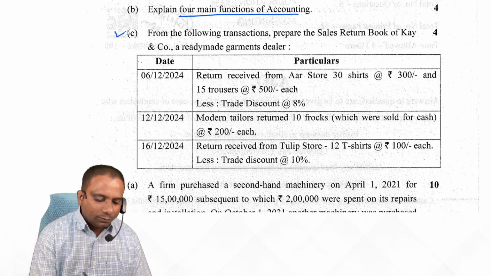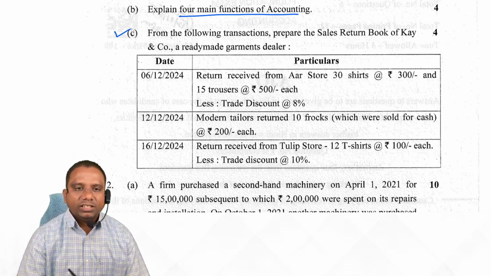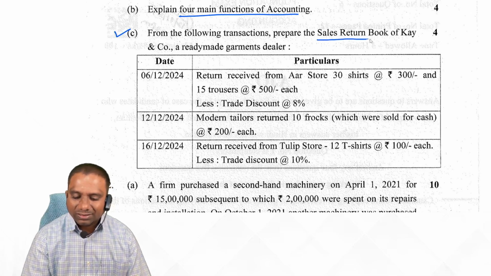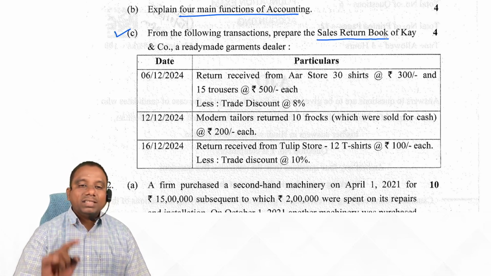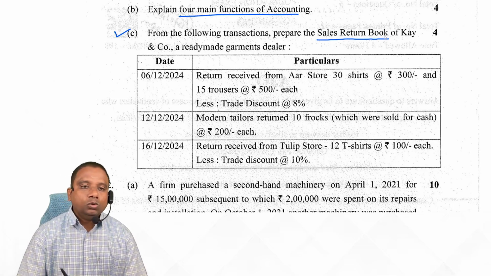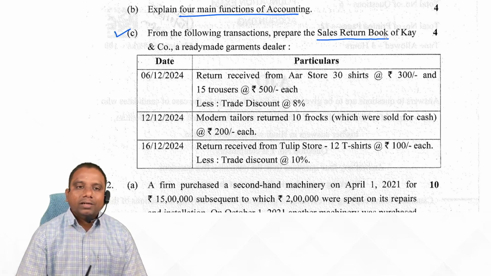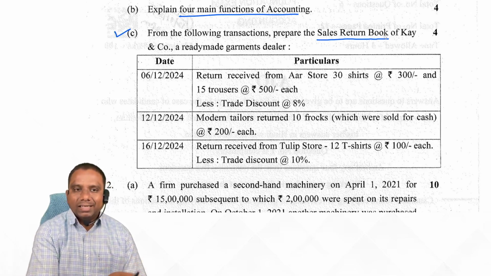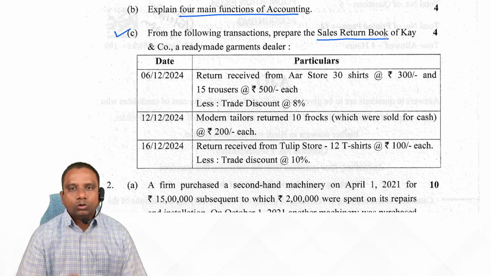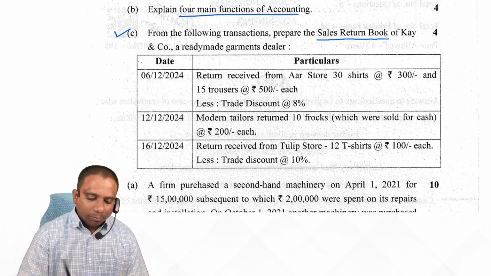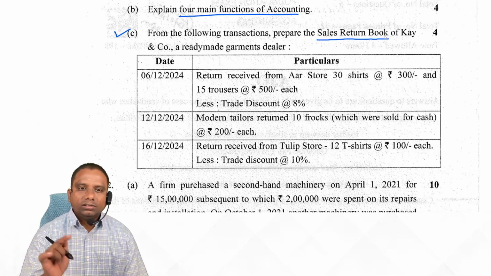Now 1C. 1C is from subsidiary books and they have asked sales returns book. In sales returns book, we record only goods returned by the customer which were earlier sold on credit. And the goods which were sold for cash, if the customer returns those goods, then we should not record these sales returns in the sales returns book. Now, based on this concept, this question depends.